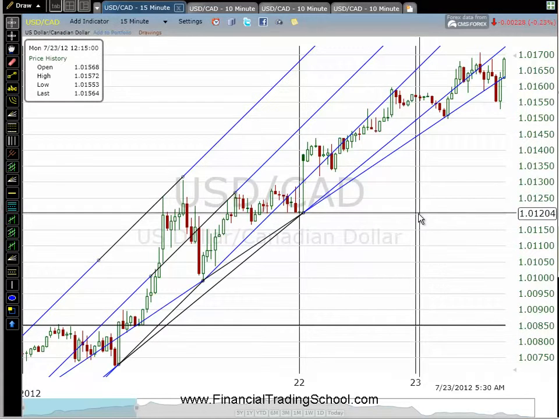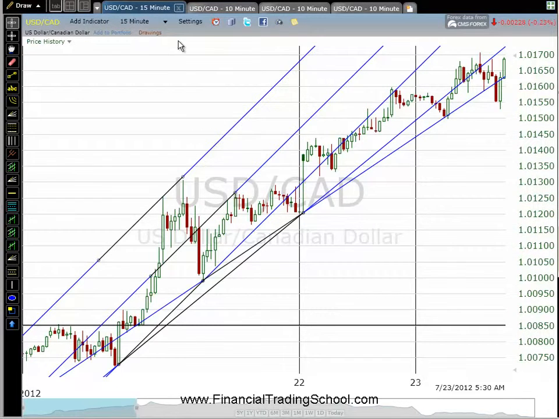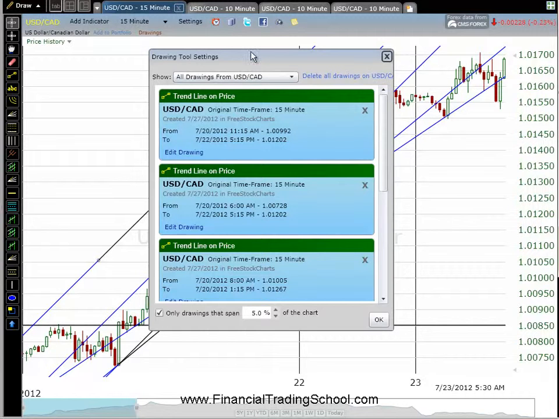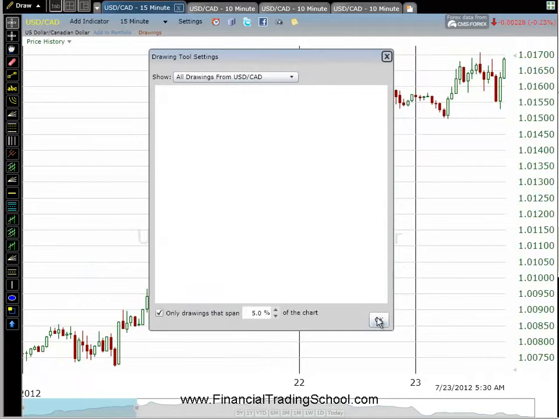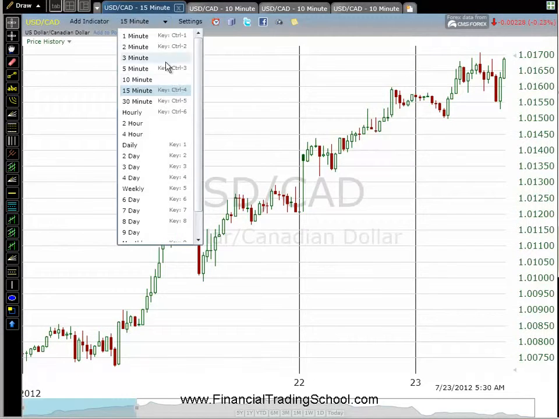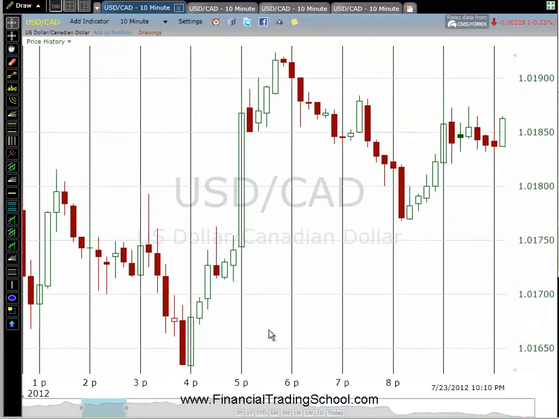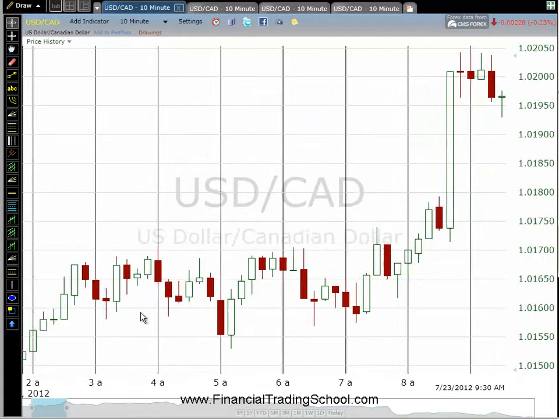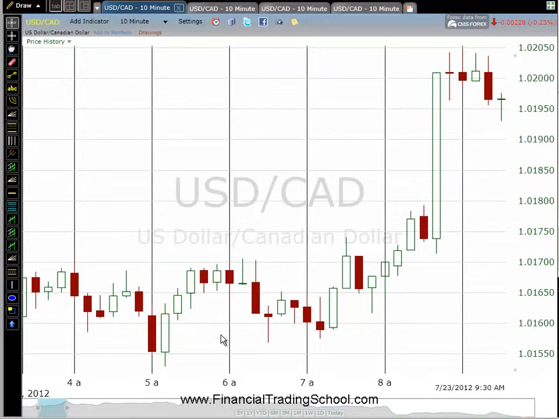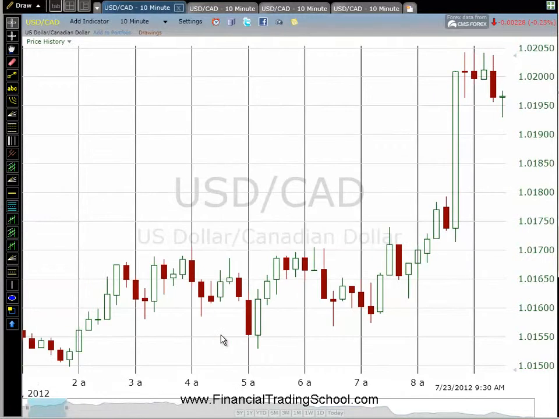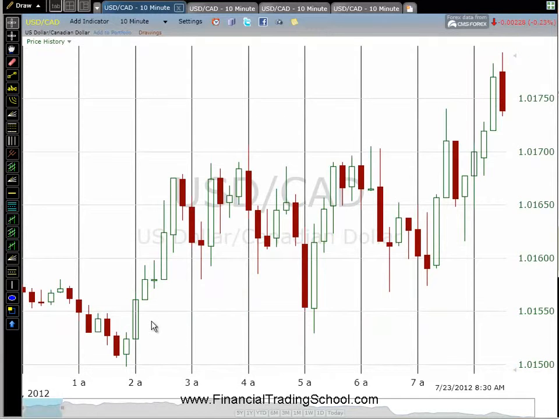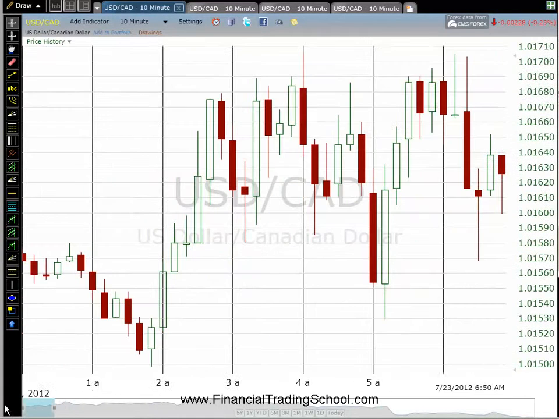And the 10-minute chart is basically going to start on Monday at midnight. So to erase drawings, click on drawing right here under the time frame selection. Drawings, delete all drawings. That's the easiest way to do it all. Click OK. Now I'm going to switch to the 10-minute chart. We're going to zoom in, and I want to zoom into 6 hours at first.